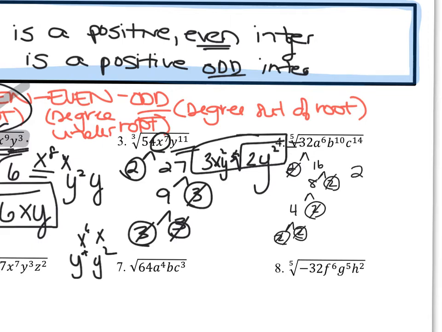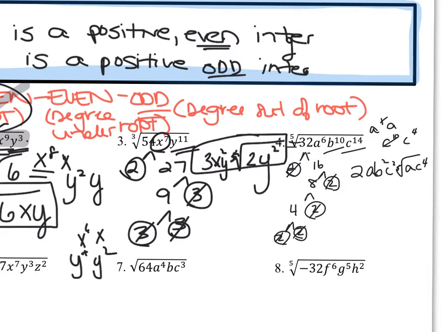So a 2 escapes. So now a to the 6th makes a to the 5th and a. So divide a to the 5th by 5. I get a. And a is left on the inside. B to the 10th, that's a multiple of 5. Divide by 5, that's 2. C to the 14th, that's c to the 10th and c to the 4th. C to the 10th makes c squared. Gotta put my 5 in my root power. And c to the 4th is left on the inside.